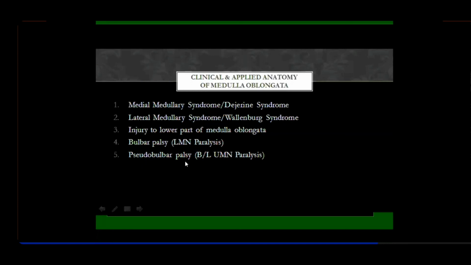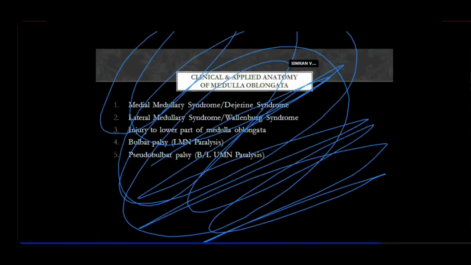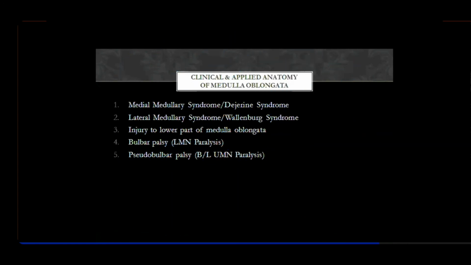Now what will happen in pseudobulbar palsy? Upper motor neuron and bilateral paralysis. This is a nice term, let's clear it. Facial nerve, if you remember, lower motor neuron paralysis leads to Bell's palsy. That you know, and that causes ipsilateral paralysis of the same half of the face. Muscles of facial expression are lost on the same side of the face, that you already know.